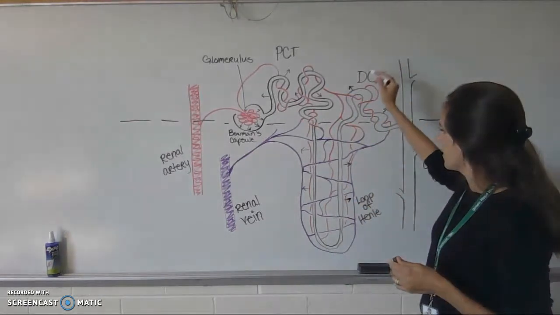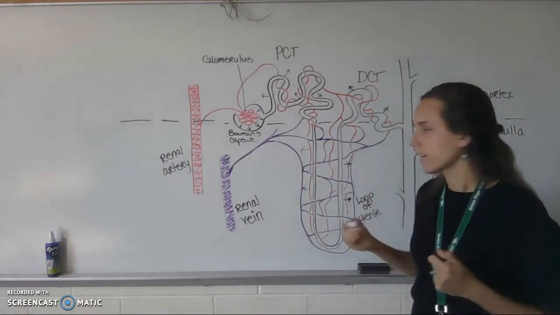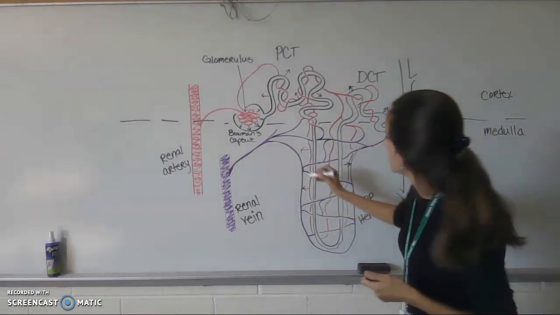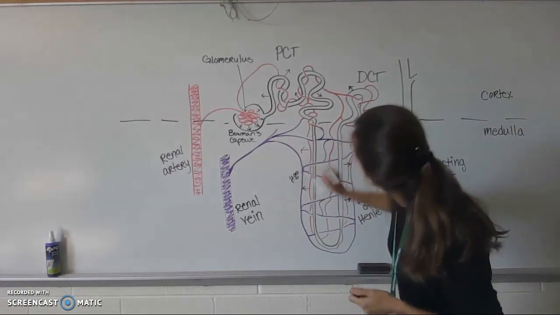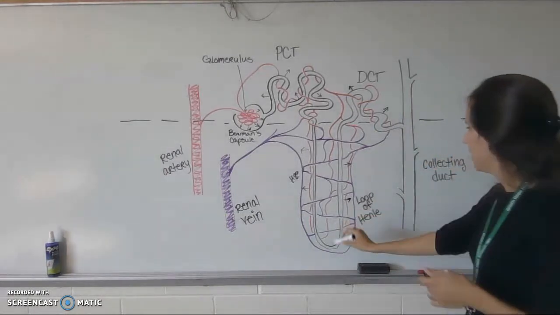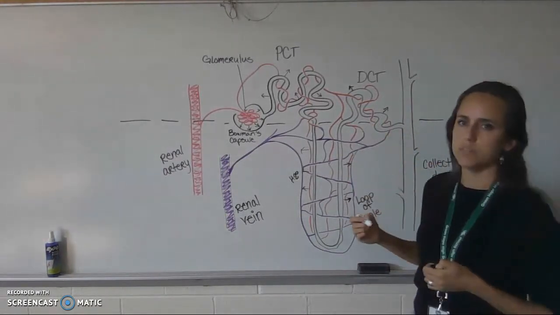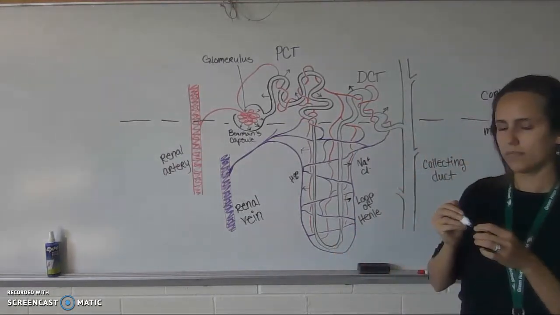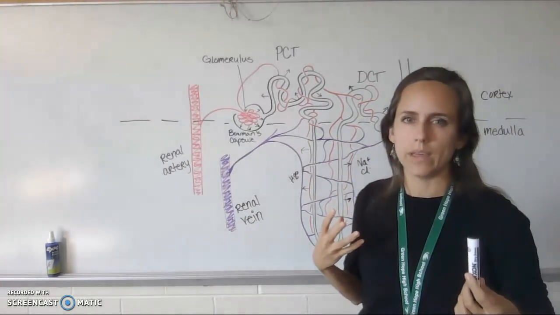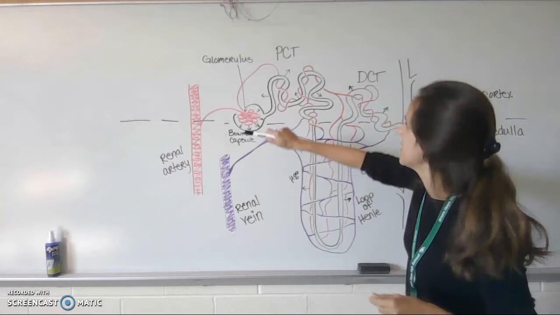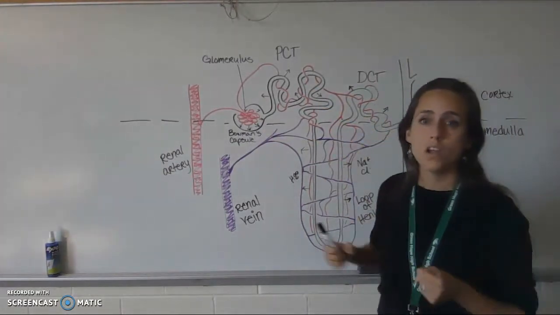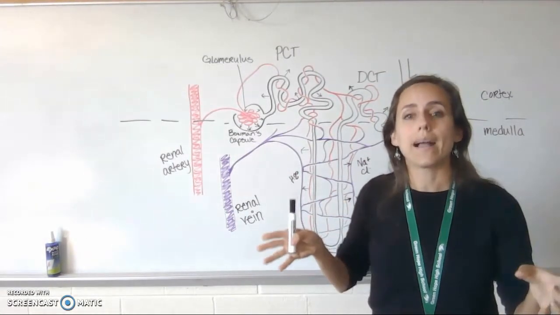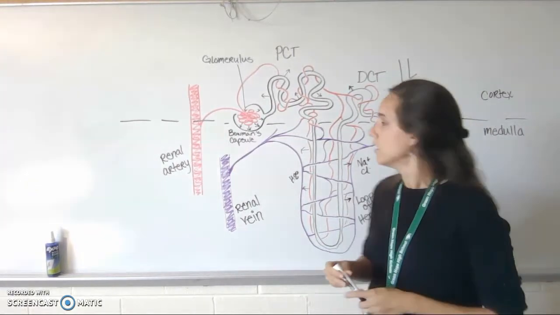Through the entire length. If we wanted to get specific, this descending loop of Henle only reabsorbs water, and this ascending portion only reabsorbs sodium and chloride. But you don't really need to know that. I just really need you to know that along the entire length of these tubules, reabsorption, or stuff getting pulled out of the tubule and reabsorbed back into the bloodstream, is occurring.